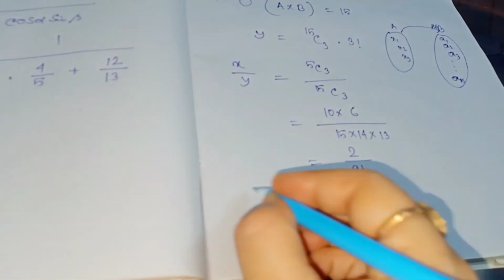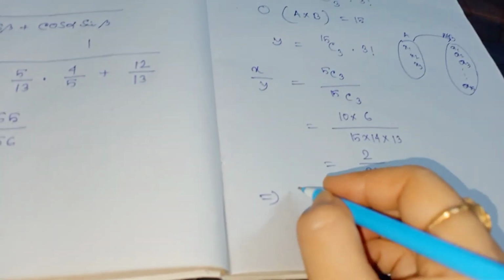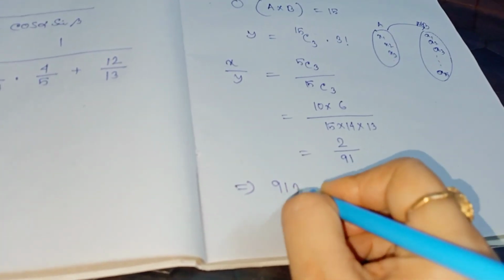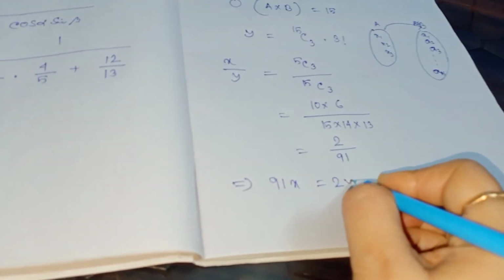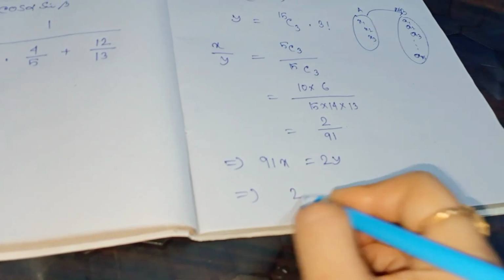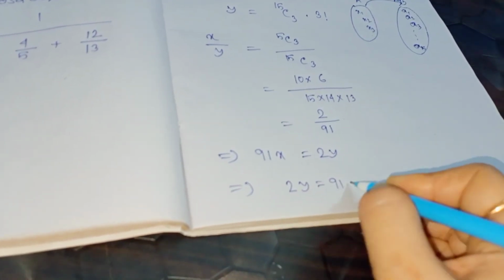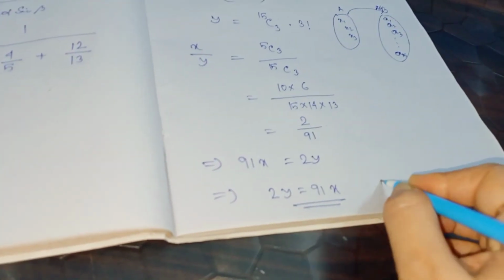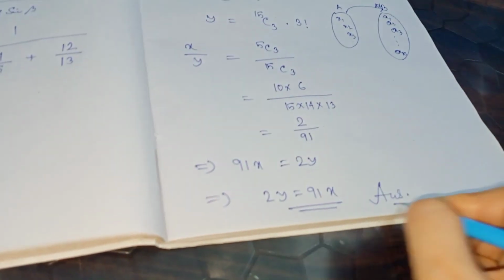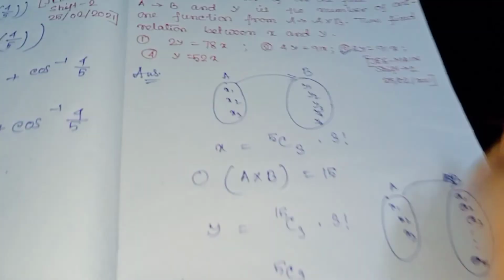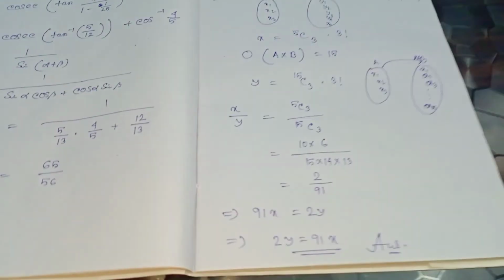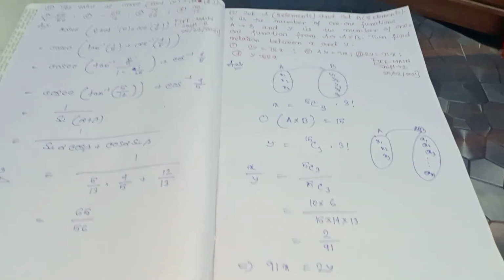That implies 91X is equal to 2Y, that is, 2Y is equal to 91X. So this is our required answer, and option 3 is our correct choice. So here is the whole solution of question 12.